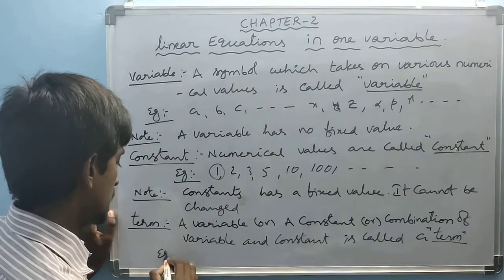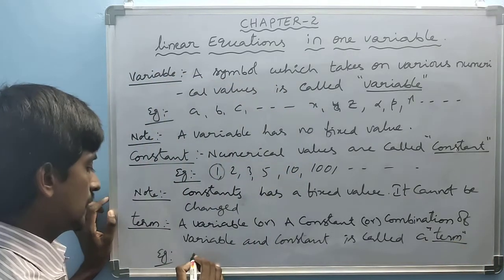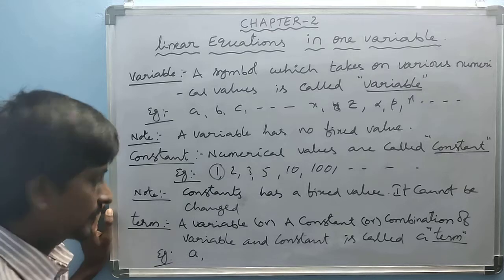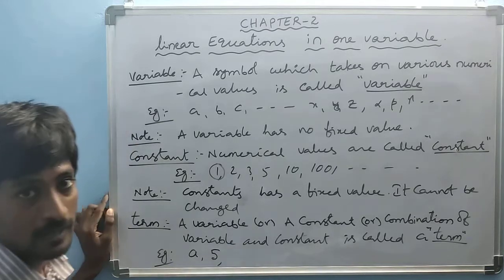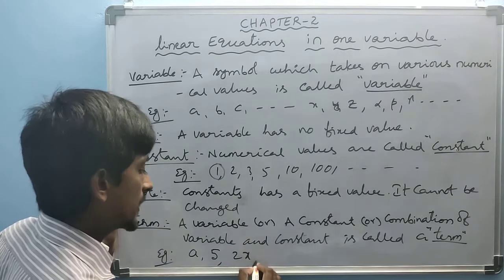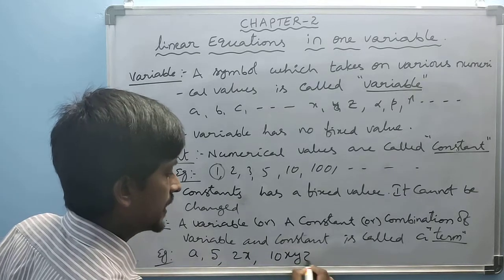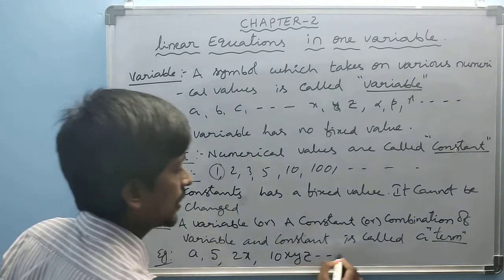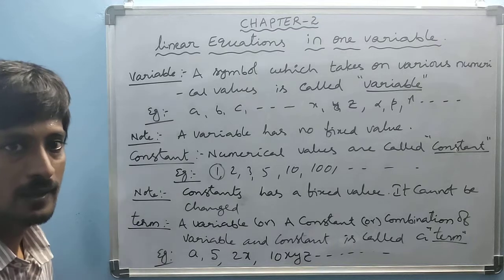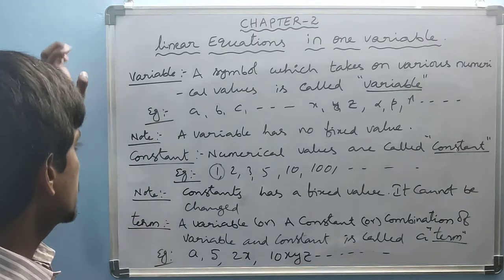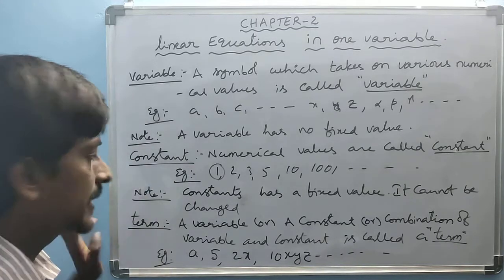For example, a is one term, 5 is one term, 2x is one term, 10xyz is one term, and so on like that. Okay, this is variable, constant and term.